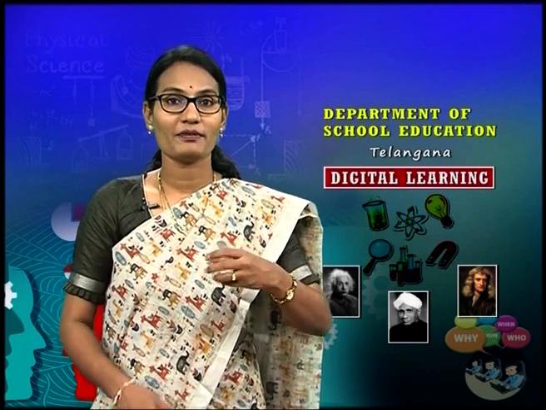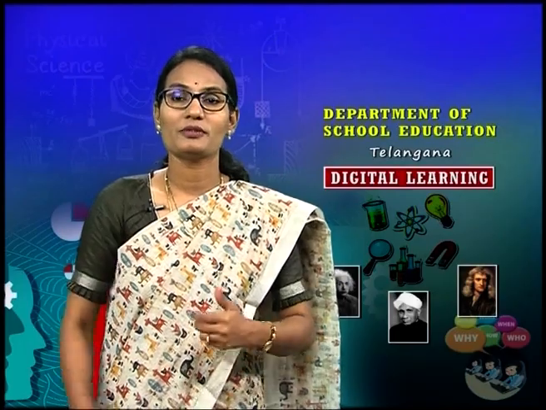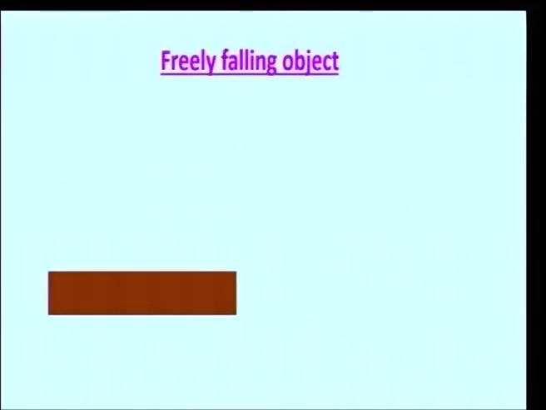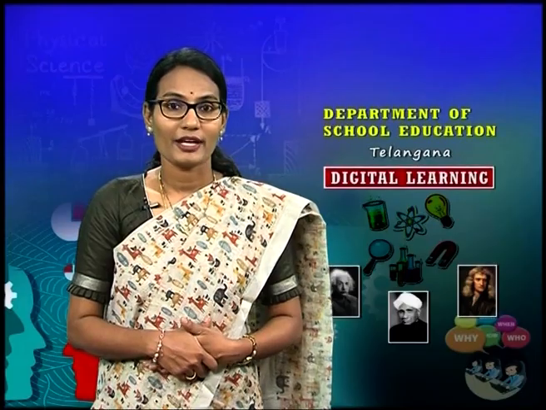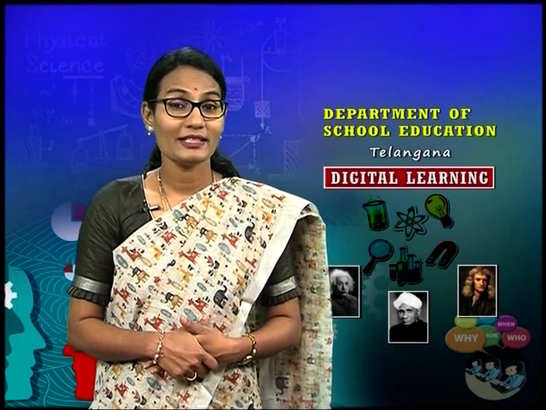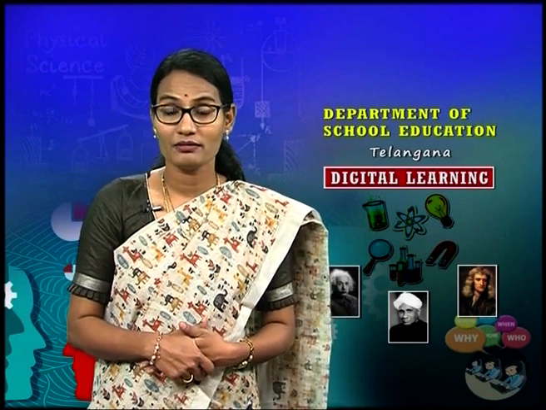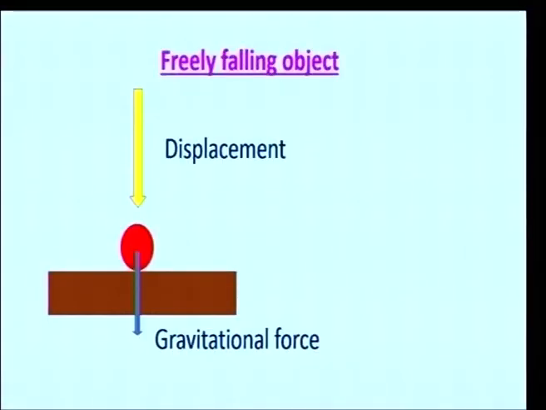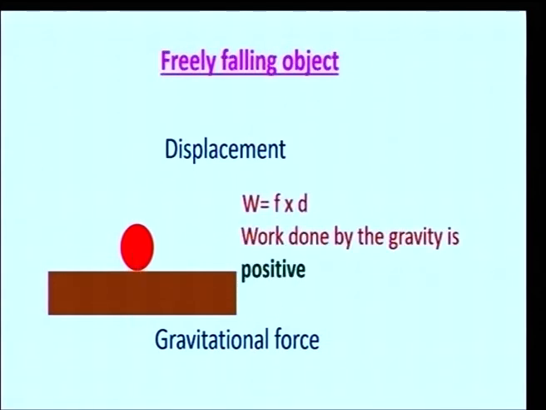In the case of a freely falling object, the object falls from a certain height. So observe this picture, children. Here the object is falling from a certain height. That means the displacement is in downward direction and gravitational force is also in downward direction. Can you guess, children, what will be the work done in this case? Is it positive or negative? Here in this case the work done is positive because the displacement and gravitational force both are in the same direction. The work done by the gravity is positive.